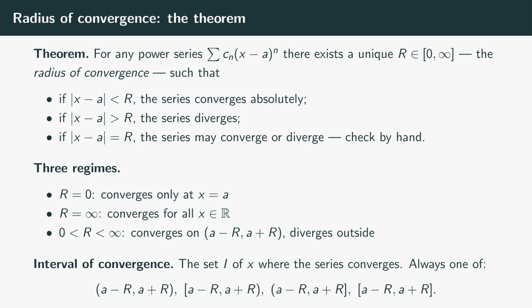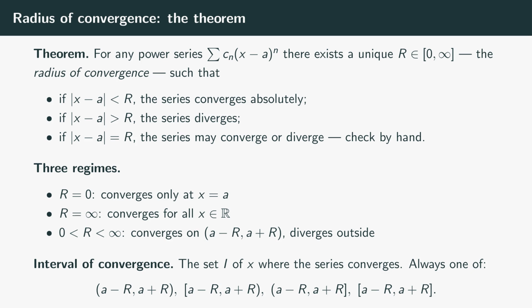3 regimes. R equals 0 converges only at the center. The pathological case. R equals infinity converges for every real x; e to the x, sine x, cosine x live here. And r finite and positive, a genuine interval with 2 boundary points.